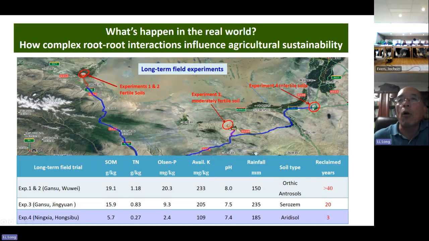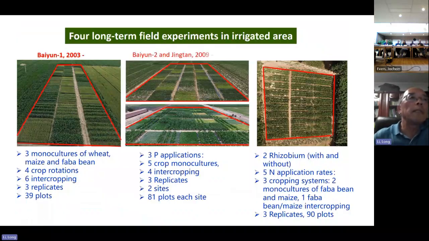And a very poor soil. This is newly reclaimed desert soil, so soil organic matter is only 6.6 grams per kilogram. So very poor soil. Soil nitrogen, phosphorus, and available potassium also varied greatly across these sites. So we conducted experiments like this.